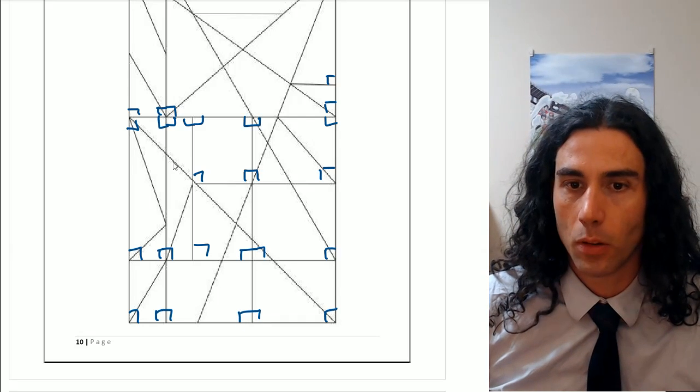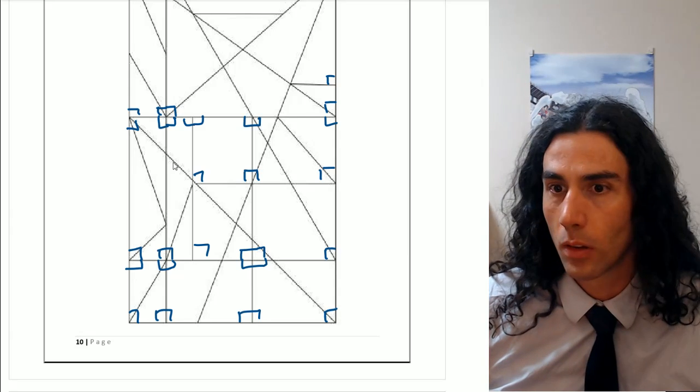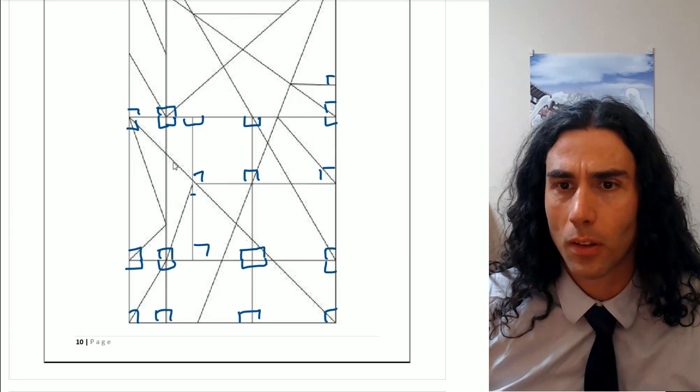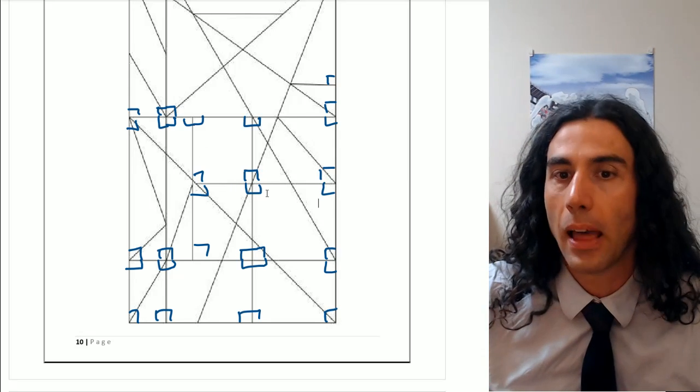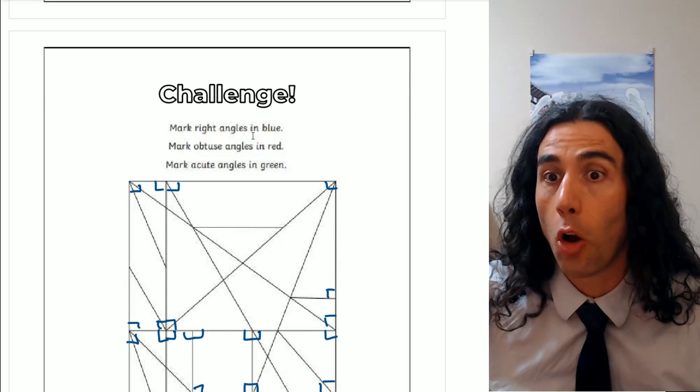Oh, and I missed all of those ones. 1, 2, 3, 4. All of those ones. So many. And these ones. So many right angles. That'll do. But then, obtuse angles in red.